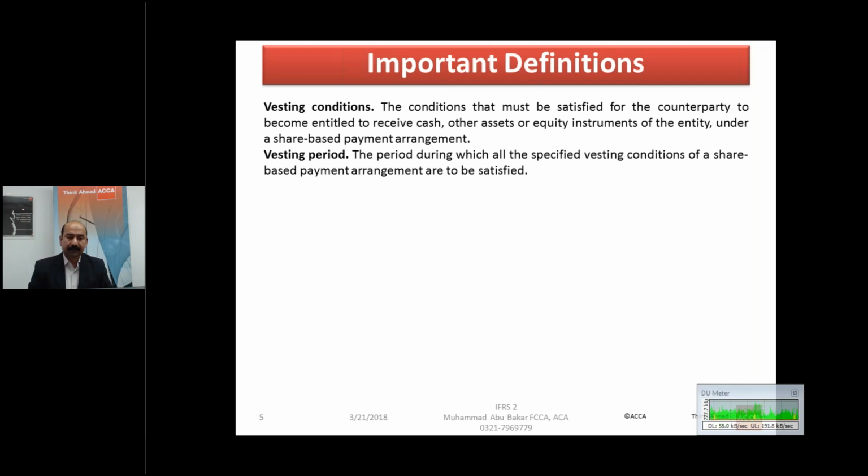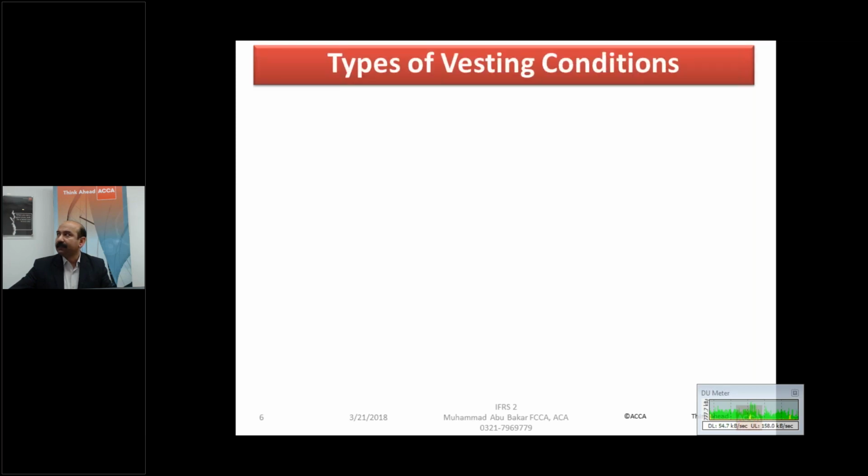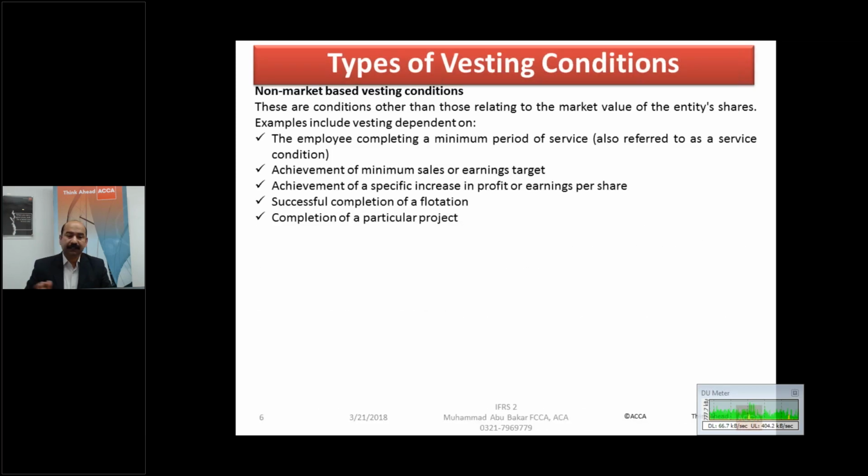So these are the two definitions. Next, vesting conditions can be of two types. Sometimes your vesting conditions are market-based, and sometimes your vesting conditions are non-market-based. What are the examples of non-market-based vesting conditions? Meaning those which are not based on market conditions.